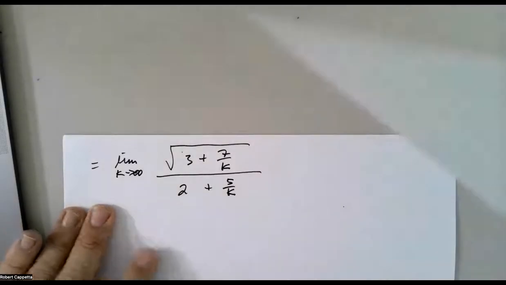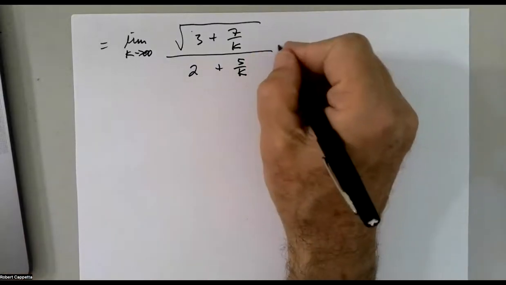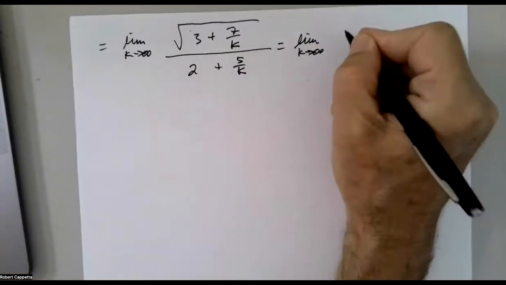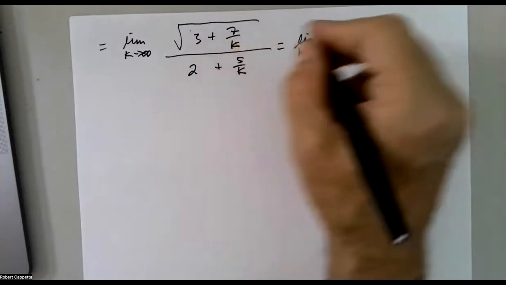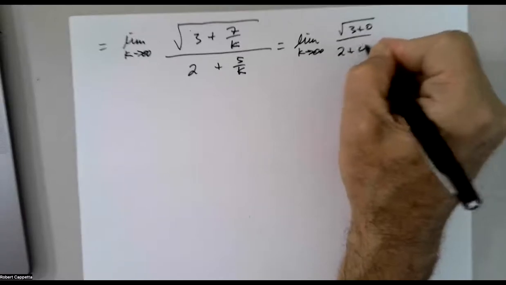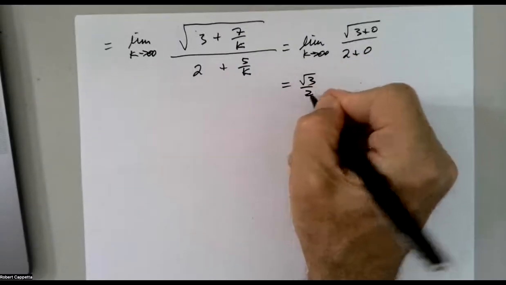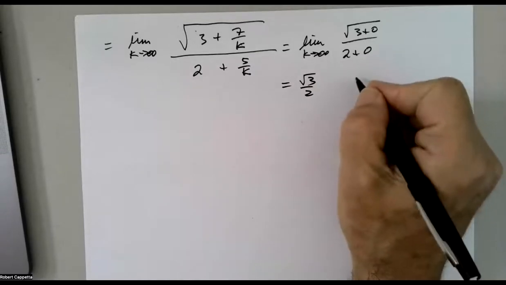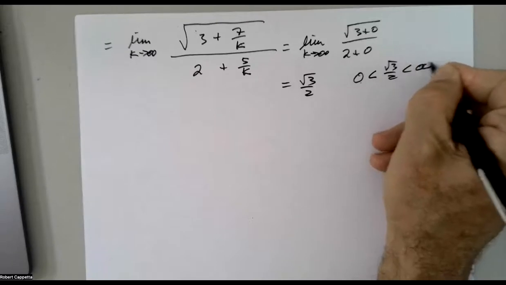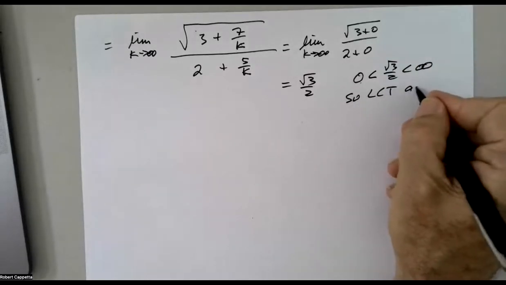As k goes to infinity, the limit is the square root of 3 plus 0 over 2 plus 0, which is root 3 over 2, which again makes me happy because it's a positive finite number. 0 is less than root 3 over 2 is less than infinity. So LCT applies, which means both are of the same type.